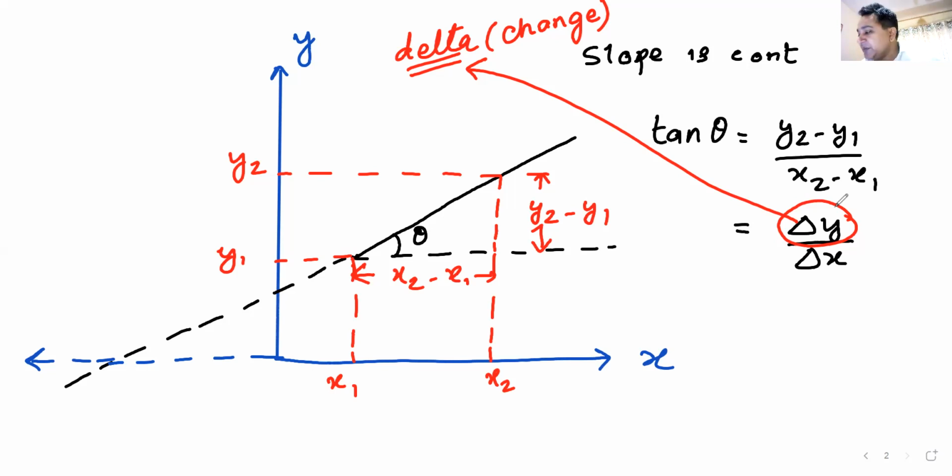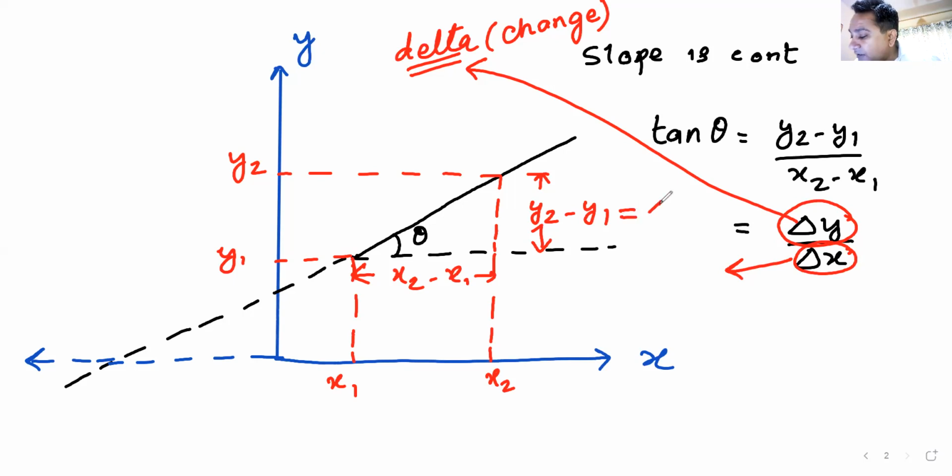We understand this much. Now, if delta y is change in y, what will delta x tell you? What is the meaning of delta x? If delta y is change in the value of y, what is delta x? Change in the value of x. So delta y is change in the value of y. Delta x is change in the value of x. And that is what I will write here.